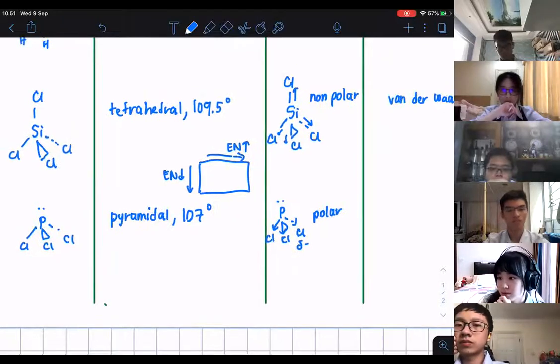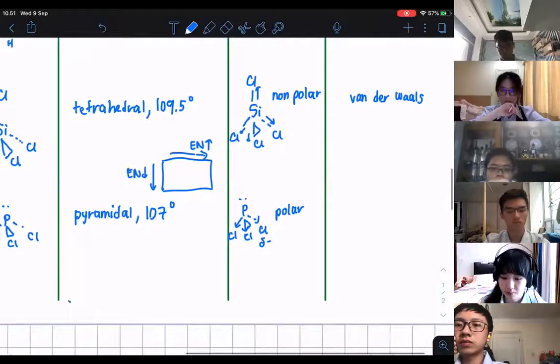So if it is polar, then what type of bonding are we going to expect, Frederick? Intermolecular bonding.